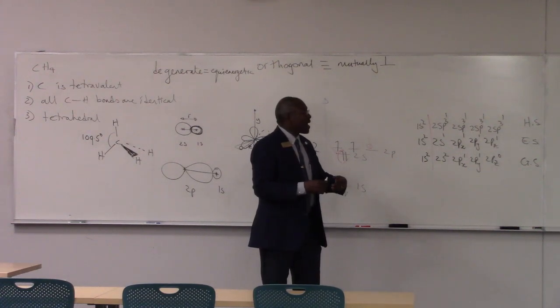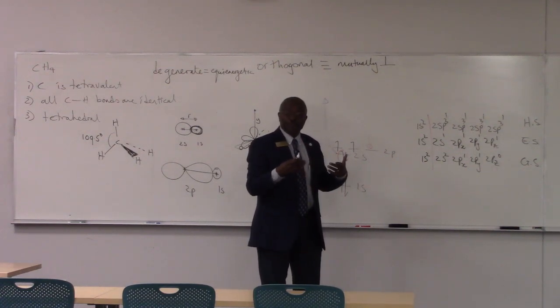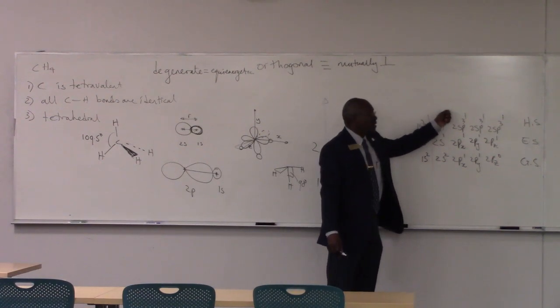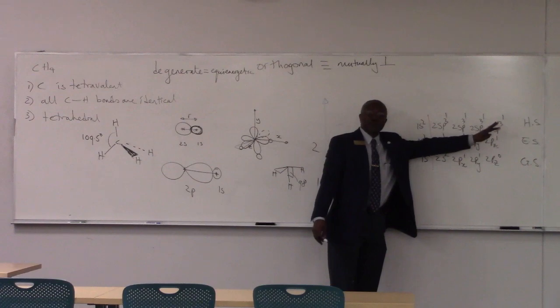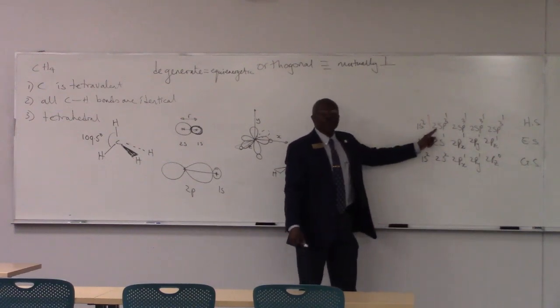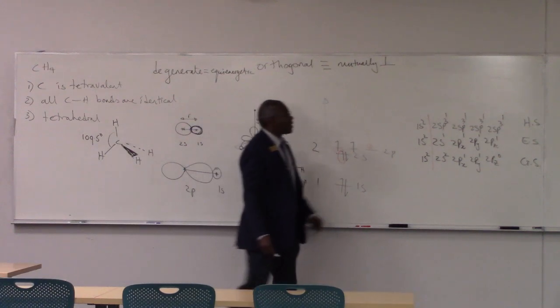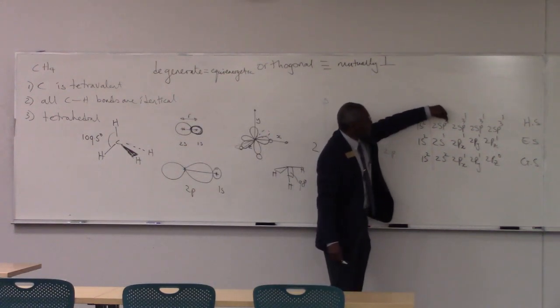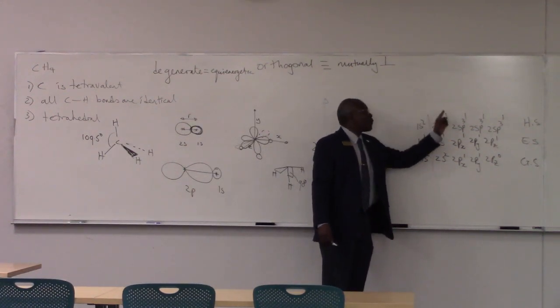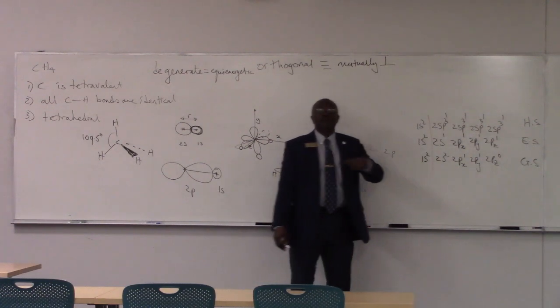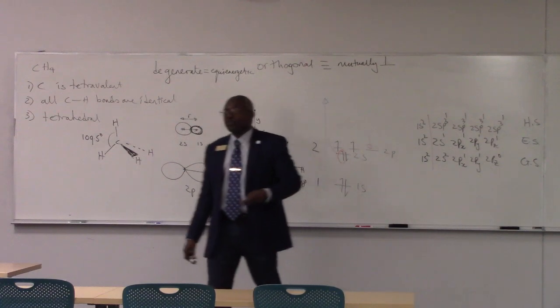So the configuration for the hybridization state is 2sp3, 2sp3, and so on. The 2 refers to the principal quantum number, the major energy level. I have a single part s and 3 parts p with 1 electron in each orbital. So the superscript refers to the occupation of the orbital.